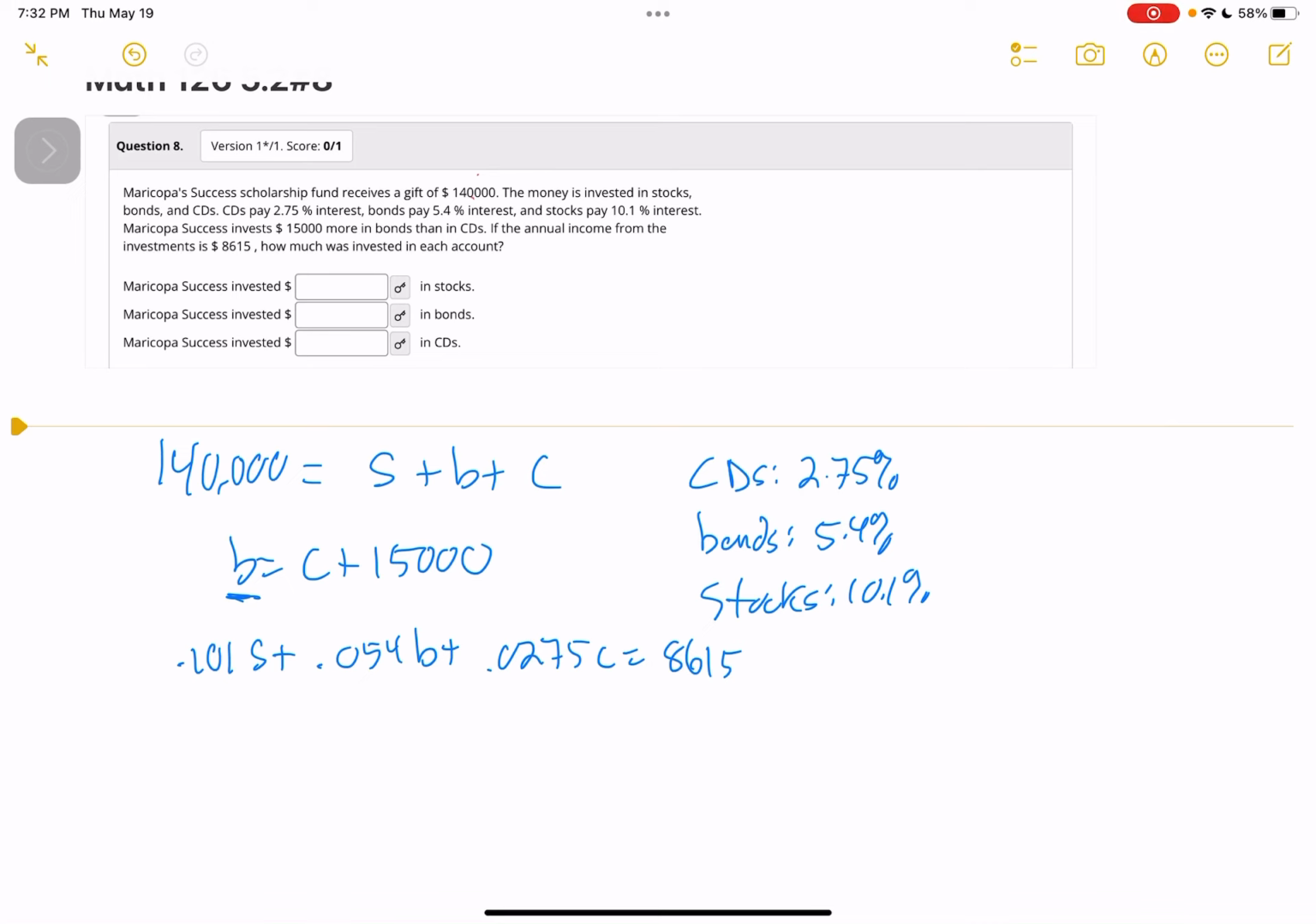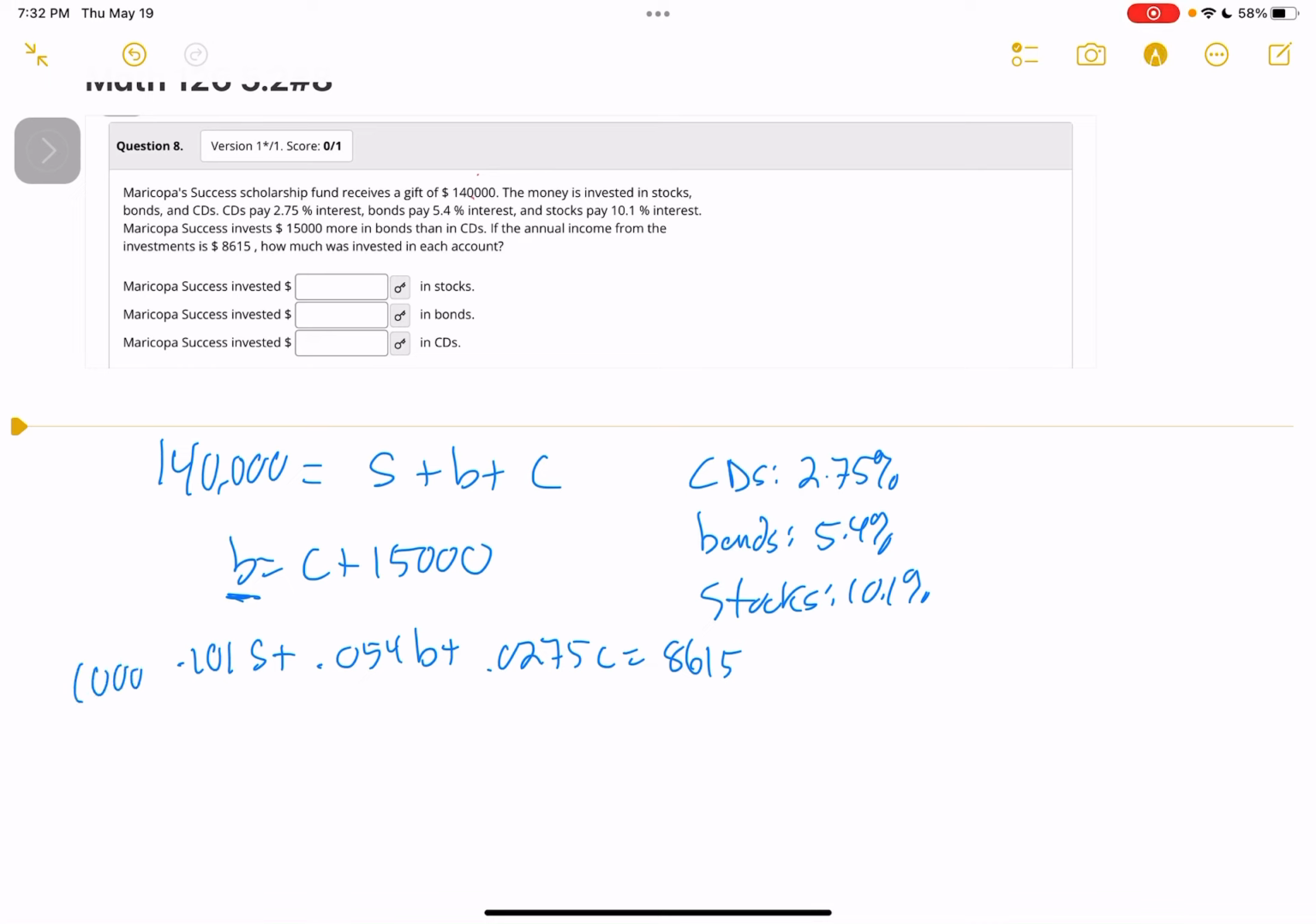So the first thing I would do is I have this 140,000 equals S plus B plus C, and then that's fine. I have B equals C plus 15,000. That's fine. And then I also have this 0.101 S plus 0.054 B plus 0.0275 C equals 8,615. And so I like to clear out the decimals. So I'm going to multiply everything by 1,000 there.